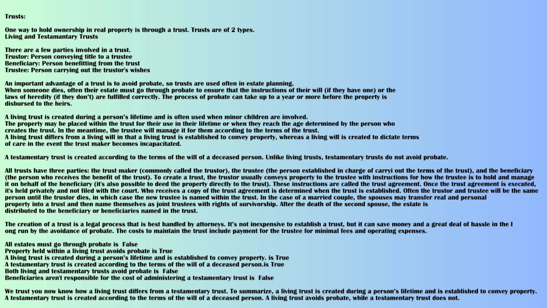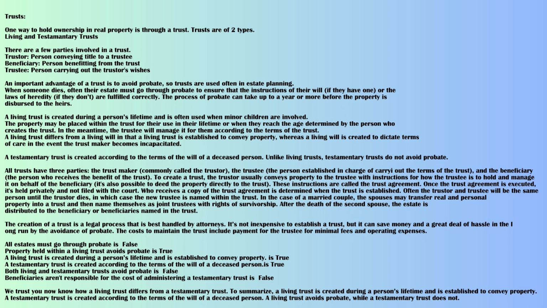All trusts have three parties: the trustmaker, commonly called the trustor, the trustee, the person established in charge of carrying out the terms of the trust, and the beneficiary, the person who receives the benefit of the trust. To create a trust, the trustor usually conveys property to the trustee with instructions for how the trustee is to hold and manage it on behalf of the beneficiary. It's also possible to deed the property directly to the trust. These instructions are called the trust agreement.